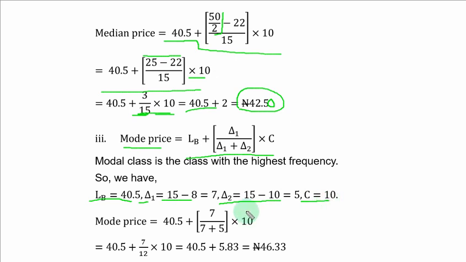If you insert all the figures in the formula, you have this result. When you simplify, you have 40.5 plus 7 over 12 times 10. If you simplify this term, you have 40.5 plus 5.83, and that is 46 naira 33 kobo as the modal price.